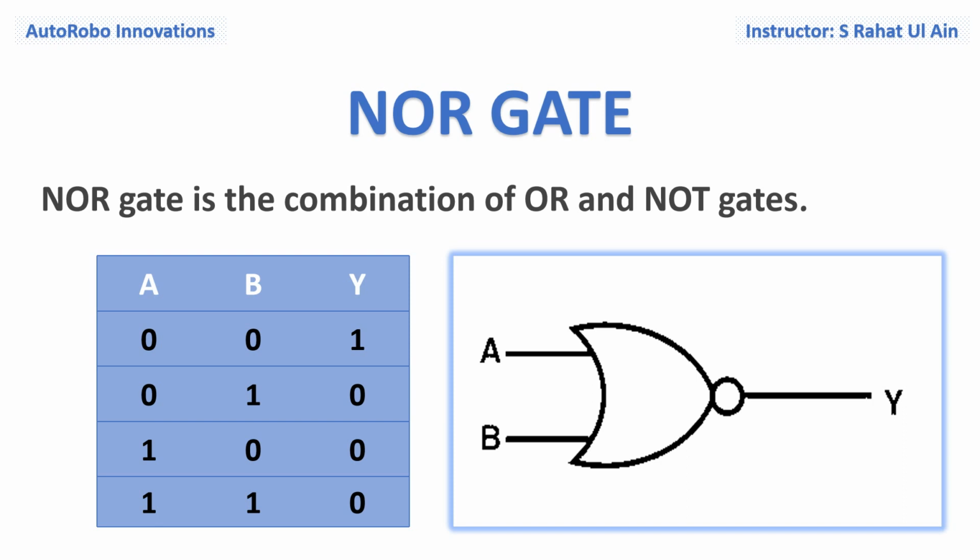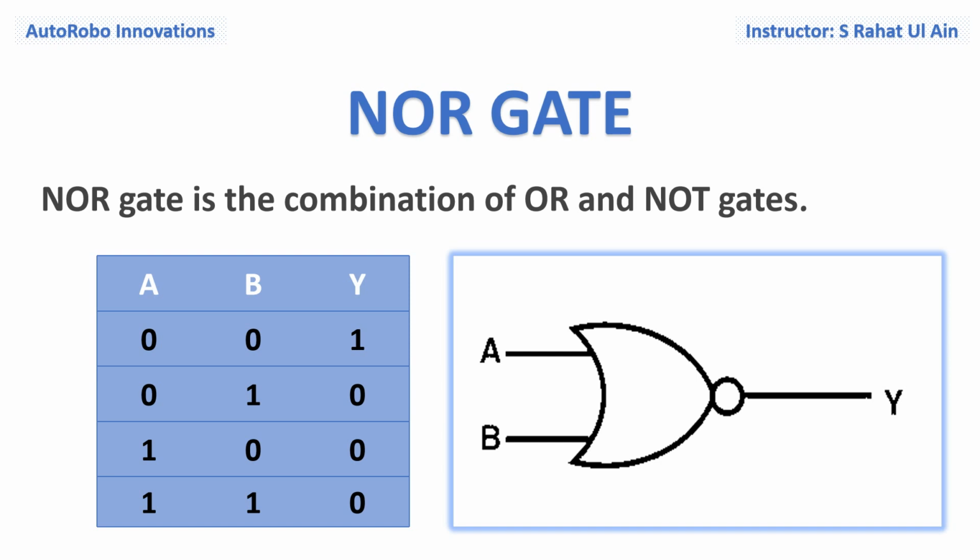So for the output of a NOR gate, the output will be true when all the inputs are in false state. So all the inputs should be off, then only the output will be on. In case there is one input on and other inputs are off, then the output will not be on. It will be off. So for output to be on, all the inputs should be off. Then only output will be on.